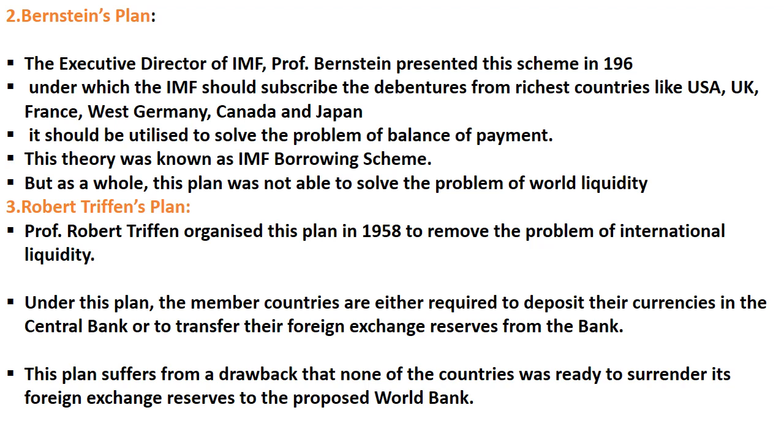In the second plan by Bernstein, an executive director of IMF, the countries who are members of IMF have to subscribe to the debentures from the richest countries like USA, UK, Japan, etc., and that should be utilized for solving the problem of balance of payment. But that plan also didn't work.